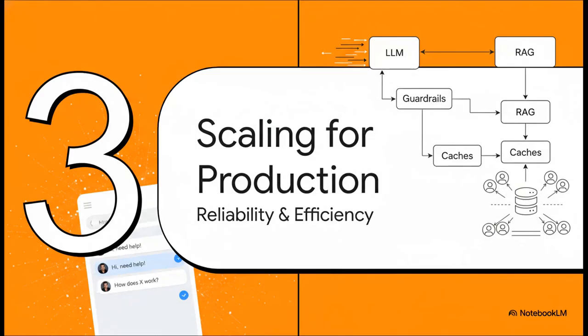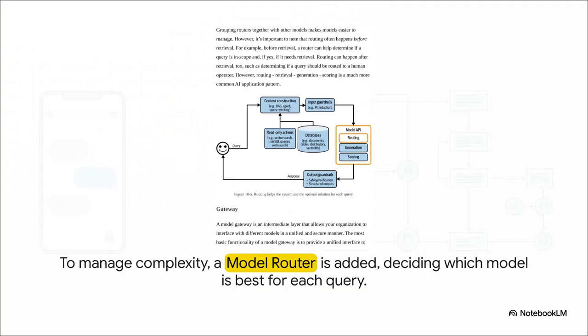Okay, so now our app is smarter and it's safer. Great. But the next big challenge is making it robust. How do we make sure it's reliable, fast, and doesn't cost a fortune when thousands of people start hammering it all at once? Now let's see how our architecture evolves to handle that scale.